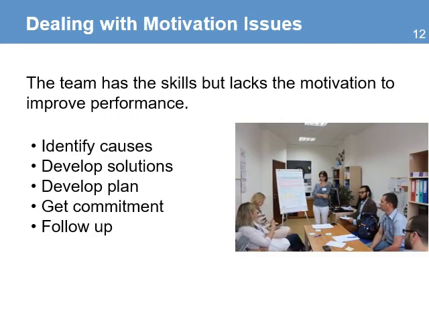When dealing with motivation issues, where the team has the skills but lacks the motivation to improve performance, you can take these steps. Identify the causes of the issues. They may be low morale, lack of trust, or other factors that lower the motivation of the team to perform. Develop solutions. Get the team to speak up, either as a team or individually, on the solutions that are needed to improve team motivation.